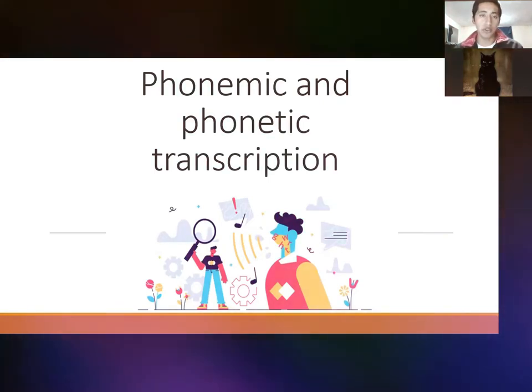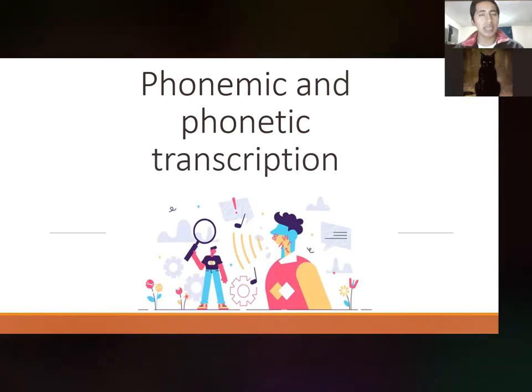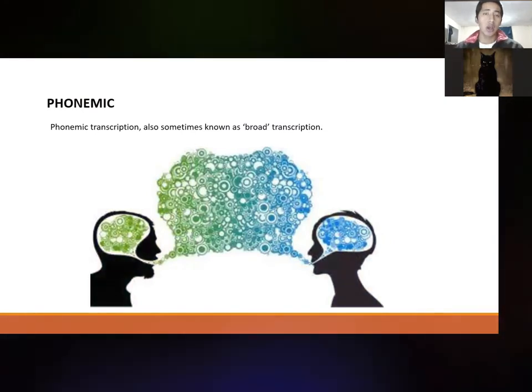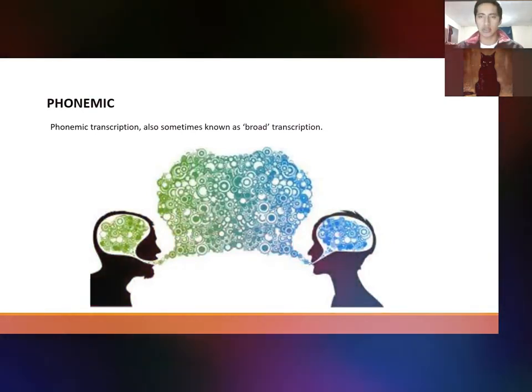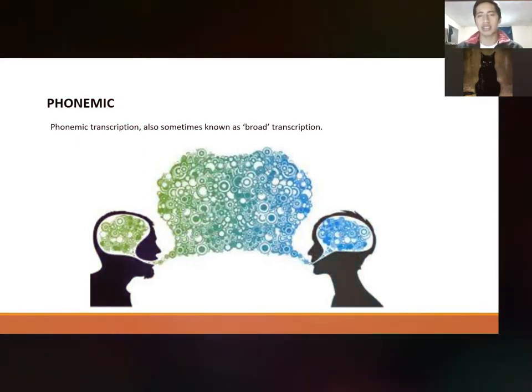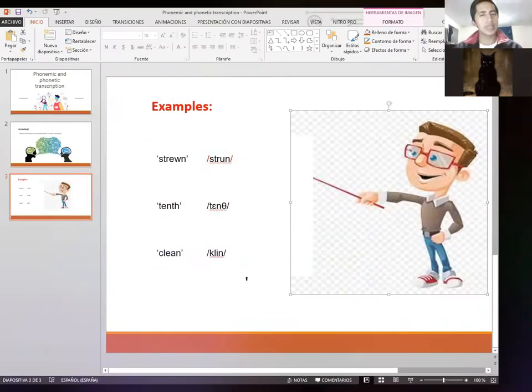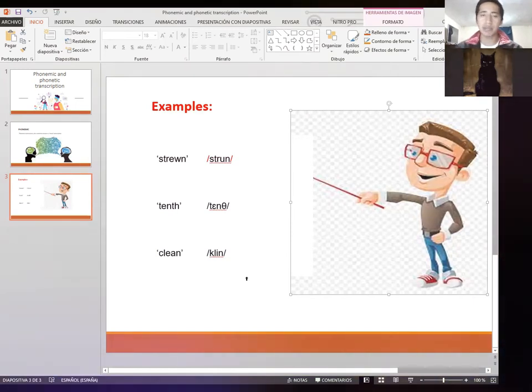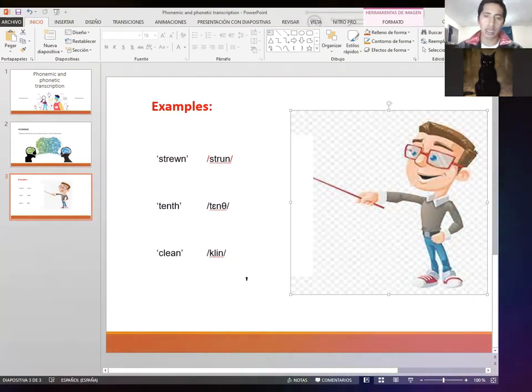Today we're going to talk about the one topic, phonemic and phonetic transcription. What is phonemic transcription, also sometimes known as broad transcription? It involves representing speech using unique symbols for each phoneme in the language. Here you can see that "script" has five sounds and "clean" has four sounds, and each sound is represented uniquely. Note that phonemic transcription is placed between slashes, as you can see.